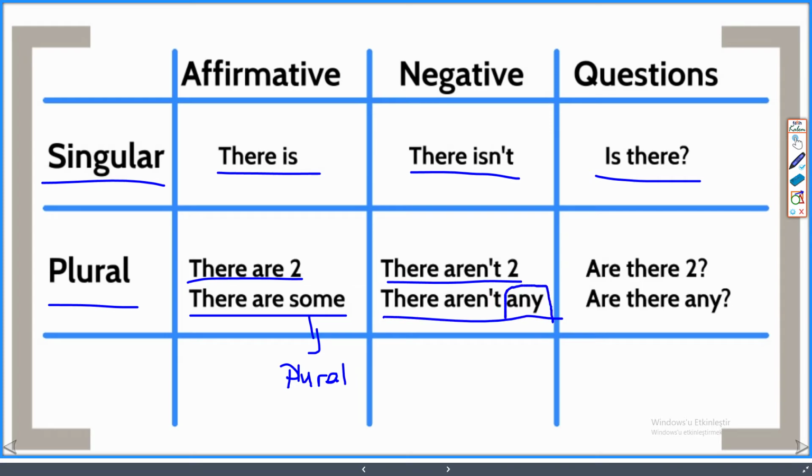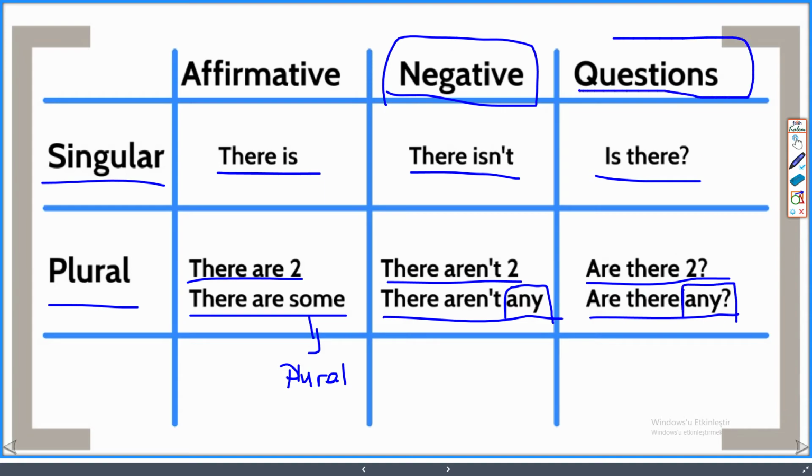Okay, "any" is used in negative, guys. Are there a? Are there any? And we use "any" once more with the question type. Okay, it's so easy, in my opinion.